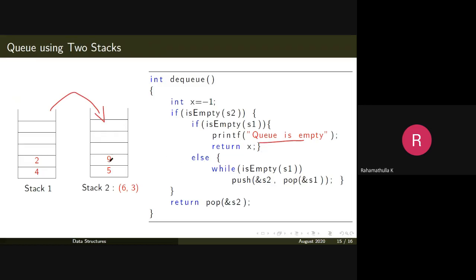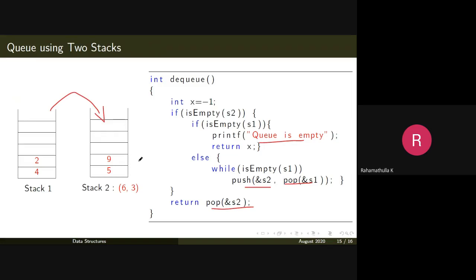Else, if stack 2 is empty but stack 1 is not empty, then you pop from stack 1 and push onto stack 2. You copy the contents. Basically, you are copying the contents from stack 1 to stack 2. This will be done till stack 1 is empty. So all the contents from stack 1, one by one, will be copied to stack 2. Then from stack 2, you pop out the first element. That will be the entry that is deleted.